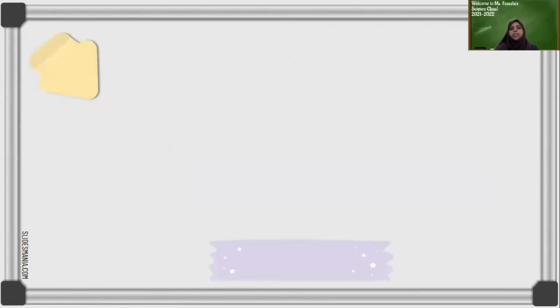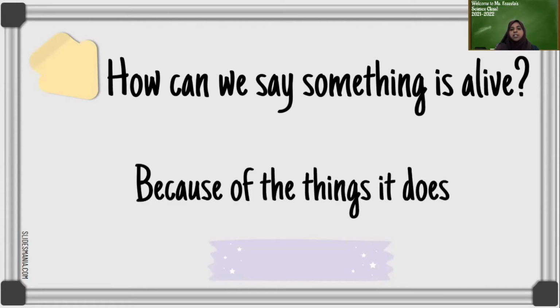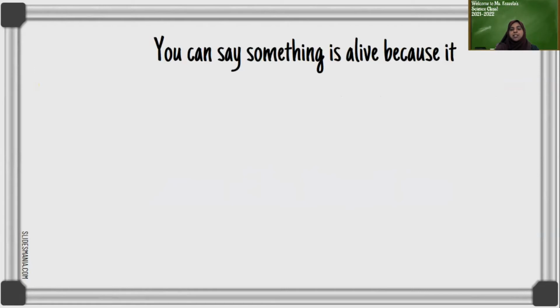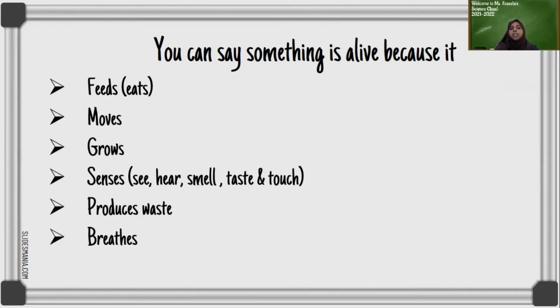So now we are going to learn about the life processes. Okay. How can we say something is alive? We said that some things are living, some things are non-living. But how do we say it's living? Because of the things it does. And what are the things it does? Because it eats or feeds, because it moves, because it grows, because it senses, like see, hear, smell, taste, and touch, and because it produces waste, and it breathes, because it reproduces.